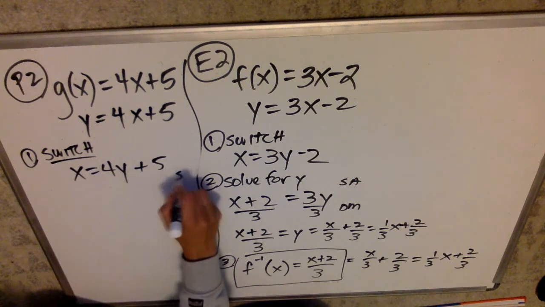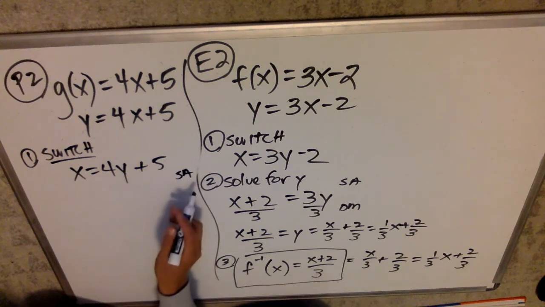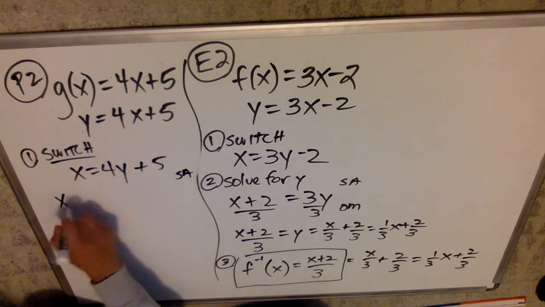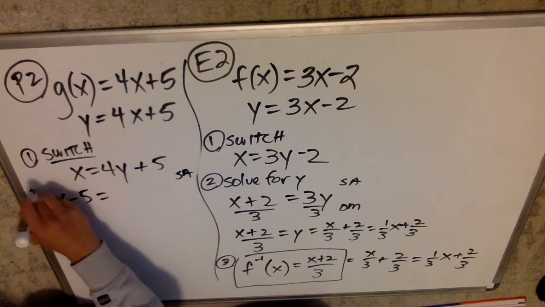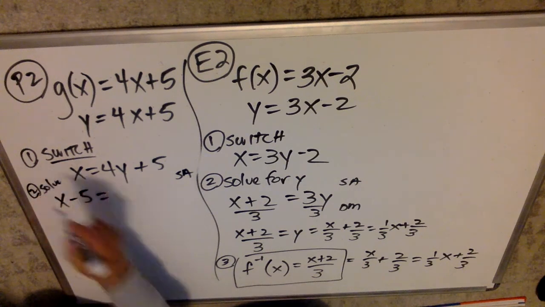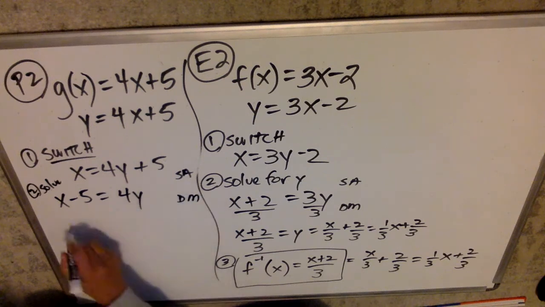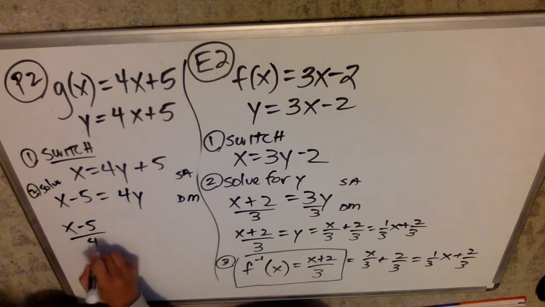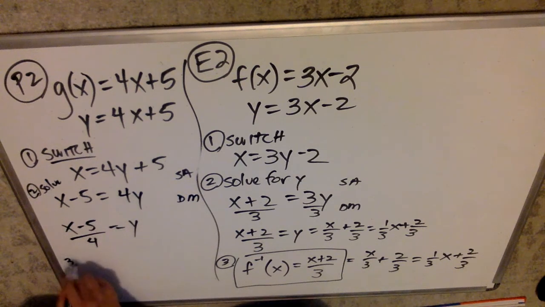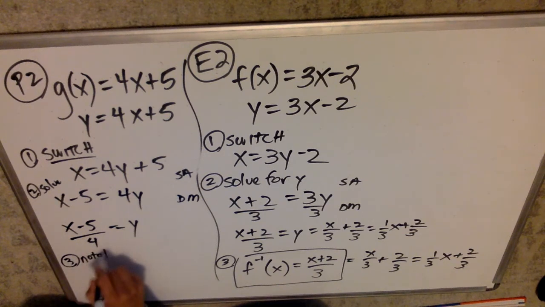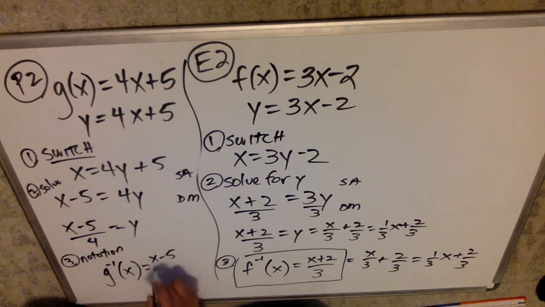So I do my subtraction and addition first, so subtract the 5 over and get x minus 5. So, solving if you needed the step numbered: I subtract the 5 over, and then I do my division and multiplication, and I get x minus 5 all over 4 is my y. And then the last thing I do is I make sure that I have the right notation. Notice that this function was not f, it was g. So this should be g inverse of x equals x minus 5 all over 4.